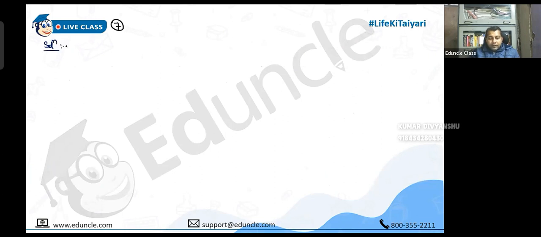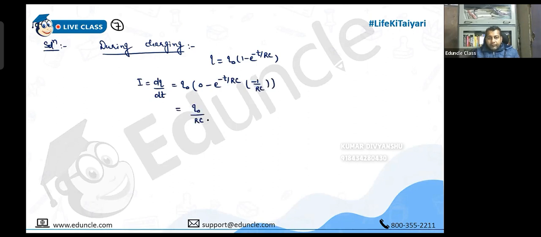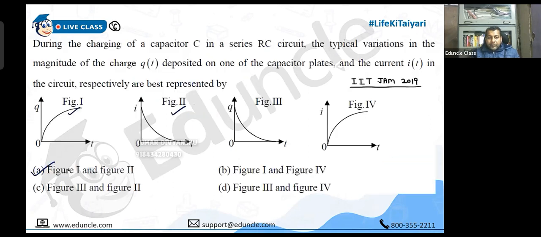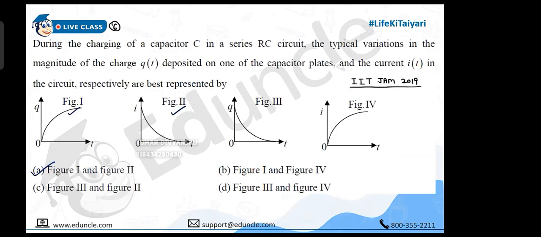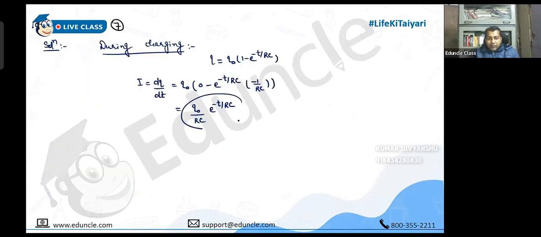See, during charging, the charge on the capacitor is given by this. So current will be this. Yes, sir. During the charging, this is the charge, this is the current. Charge is increasing and current is decreasing. You can see it is exponentially decaying. It is increasing because this is decaying. 1 minus something decreasing will increase. Please check. Clear to everyone?